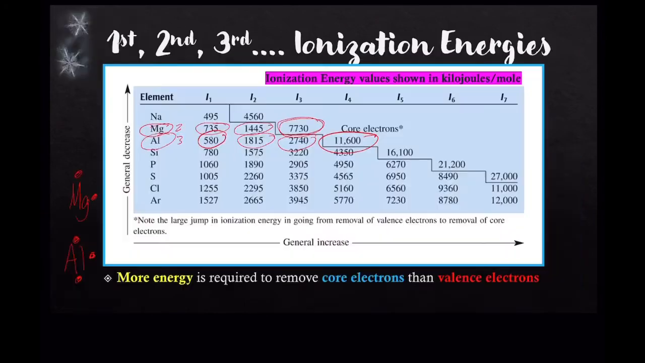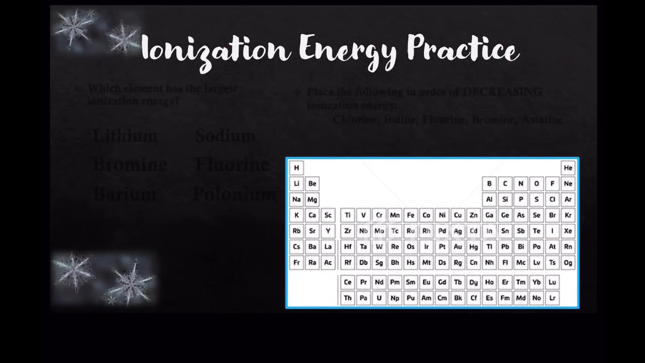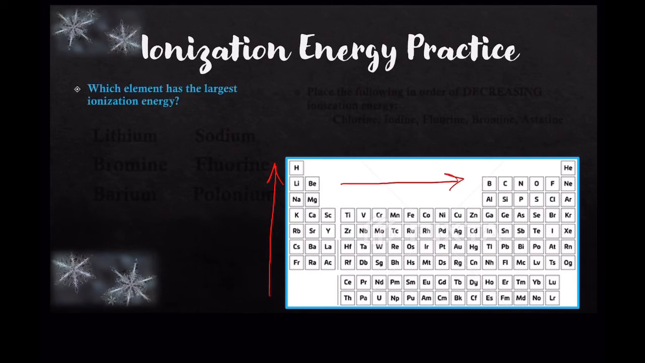Now that we've talked about ionization energy, let's do some practice problems. So before we begin, just remember that the trend increases going up a group and going to the right in a period. So let's take a look at our first example. Which element has the largest ionization energy? Lithium or sodium? So lithium and sodium are both group 1 metals. Here they are. And hopefully you picked lithium as your answer.